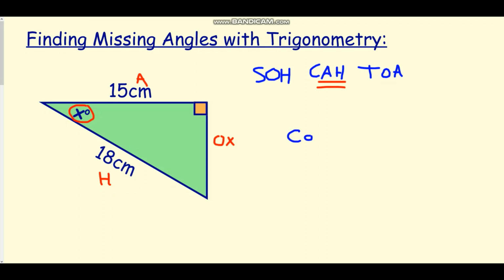So cos x equals adjacent side divided by hypotenuse side. We're going to then sub in the information that we know, just like we did before when we were looking for our side lengths. Cos x is equal to 15 over 18.